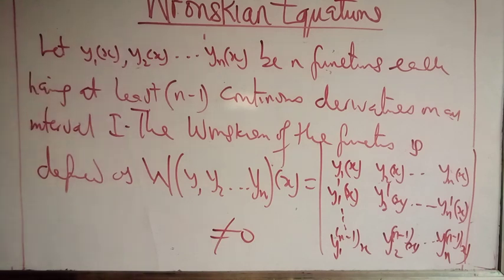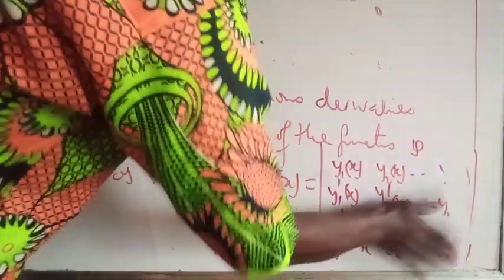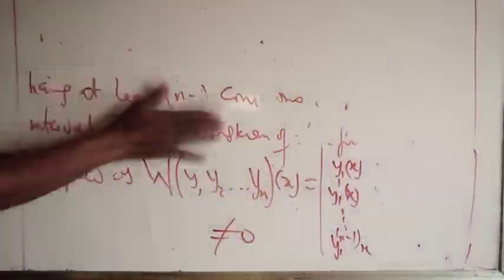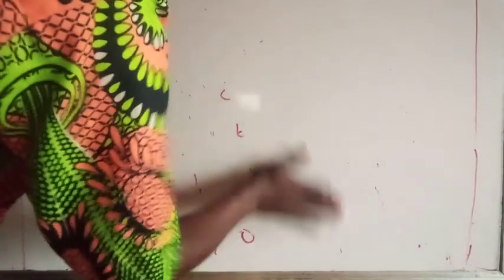So let's solve a problem and see what we are talking about here. Let's give an example of how we use the Wronskian.